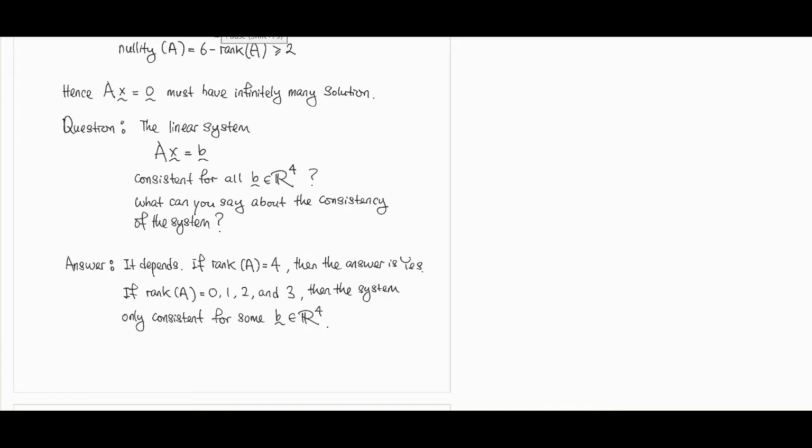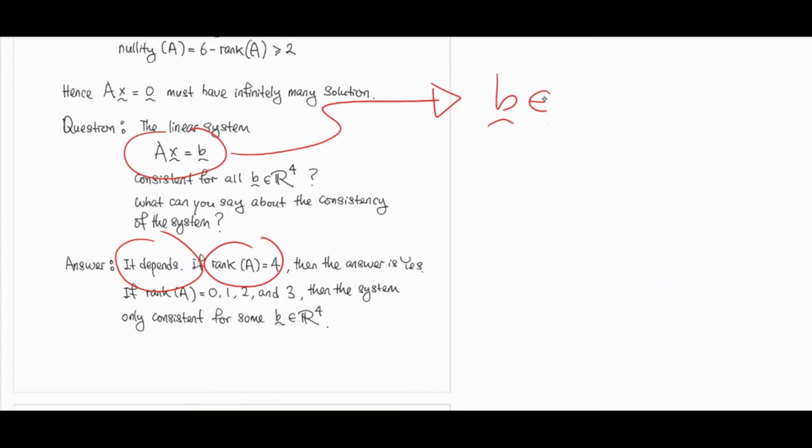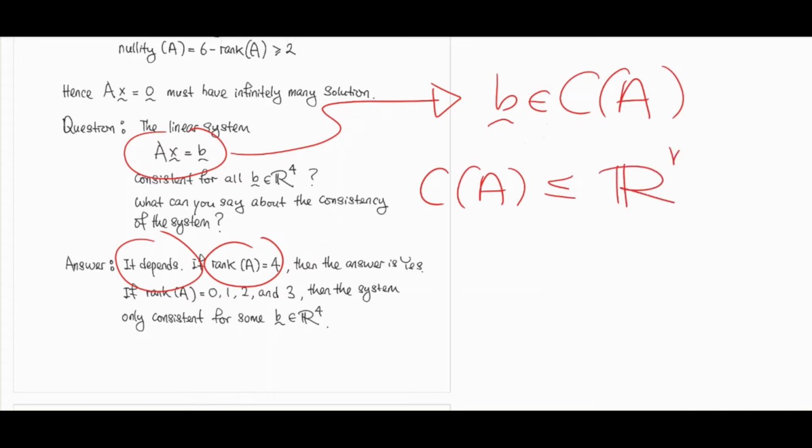Okay, the answer to this question is it depends, because the rank of A, the dimension of the column space of A, can be 4, but it can also be less than 4. Why do we care about the column space of A? Well, we know from a previous theorem that whether this system is consistent or not is completely determined by whether this vector B is in the column space of A. So the column space of A is a subspace of the vector space R4, in this case R4, which obviously has dimension 4.